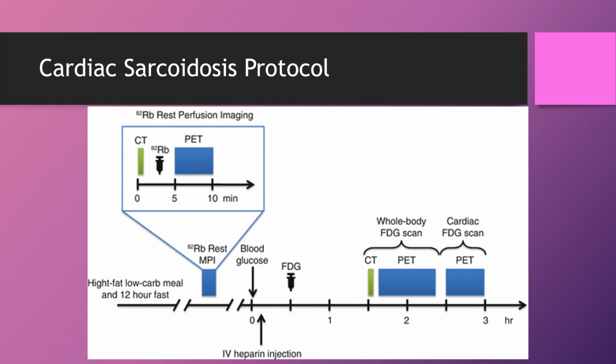And then about an hour later, they get their attenuation correction CT. They'll get their PET study, whole body, if they're getting whole body, followed by the cardiac only scan. If they're not getting the whole body, then you would just do the CT followed by the cardiac FDG scan. So that whole protocol, if they're doing the whole body imaging, will take about 3 hours. If they're not doing the whole body scan, then it will only take about 2 to 2.5 hours.